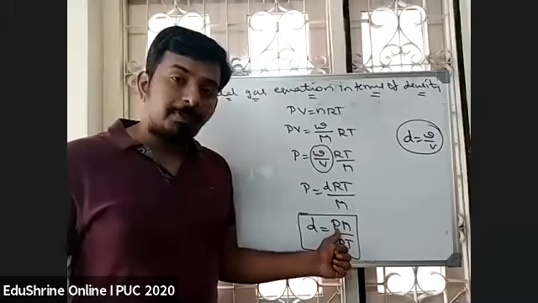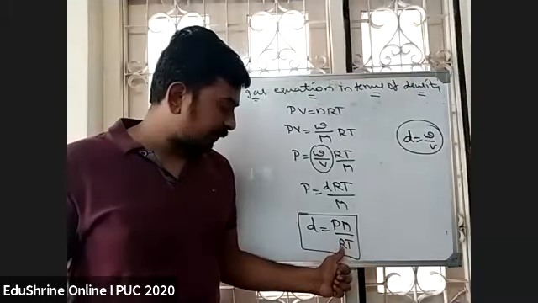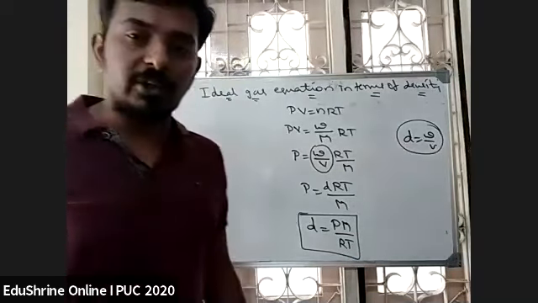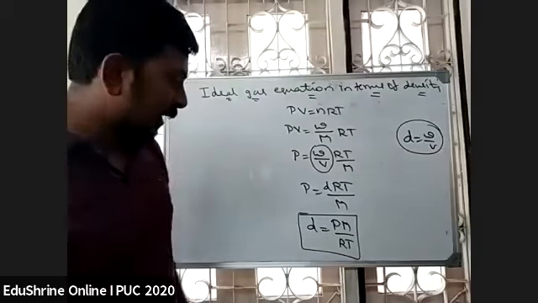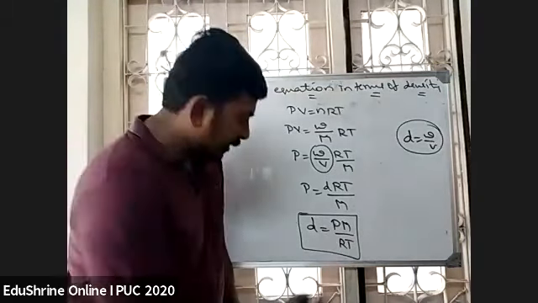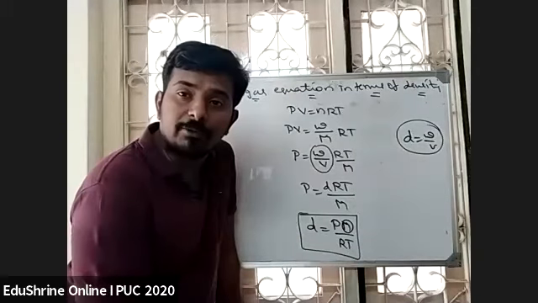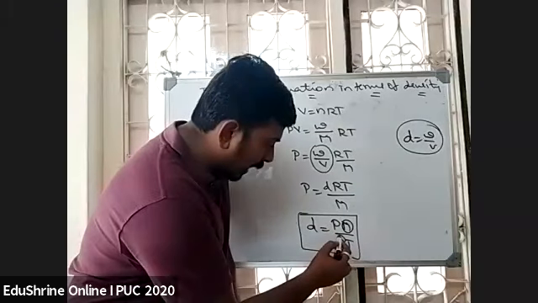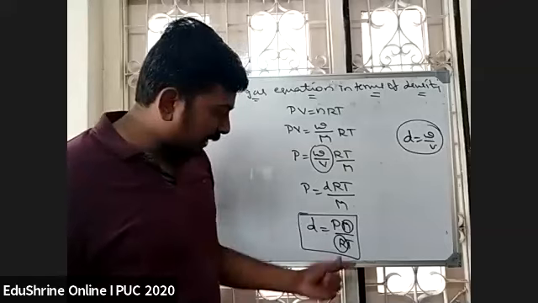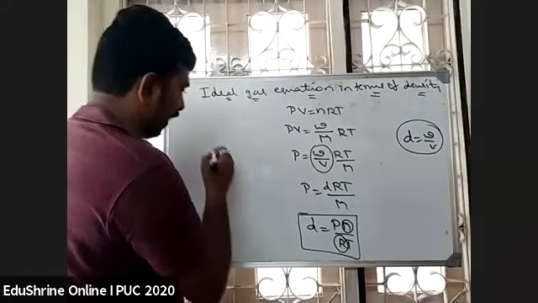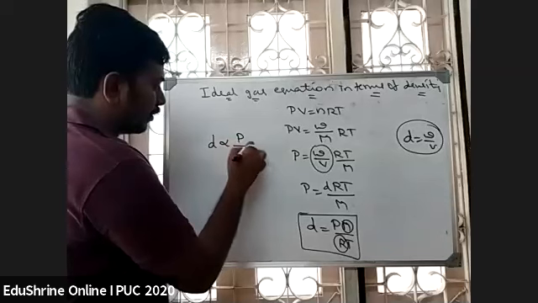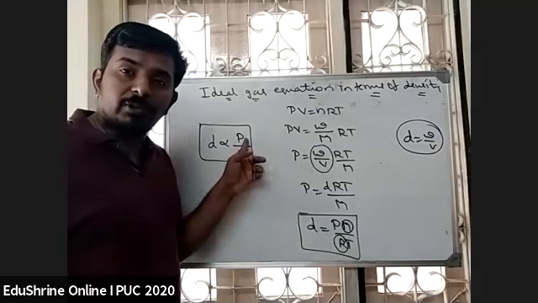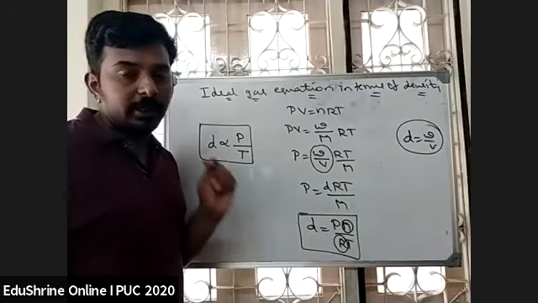D is density, P is pressure, M is molar mass, R is the universal gas constant, T is temperature in Kelvin, absolute temperature. And see here, listen one minute. M is the molar mass of the gas, which is a constant value. For a given gas, molar mass will be constant. R value is also a constant. So by removing these two constants, I get proportionality, where D is directly proportional to P and inversely proportional to T.